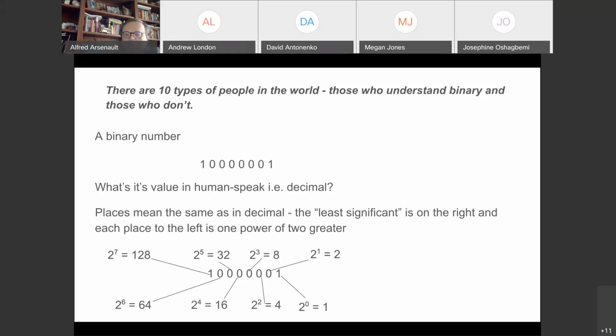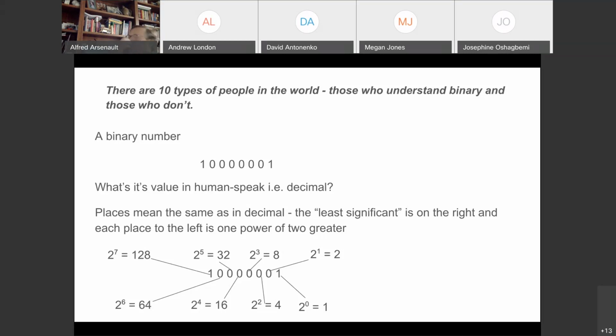So the rightmost column represents the number of ones, the number of 2 to the 0. The next column over represents the number of 2s, 2 to the first power. The third column in from the right represents the number of 2 squares, or 4s. The next column represents 8s, or 2 cubed. The next represents 16s, or 2 to the 4th. The next represents 2 to the 5th, or 32s. The next column is 64s, and the next column is 128.